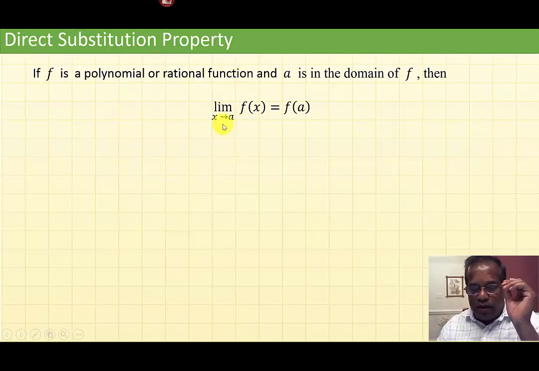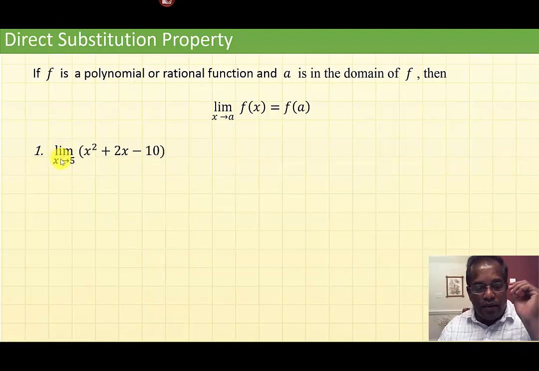Suppose we want to find the limit as x goes to a of f of x. Now, if f is a polynomial or rational function and a is in the domain of f, then the limit as x approaches a of f of x is the same as f of a. That means we directly substitute the value of x as a in the function. So that's the name, direct substitution property.